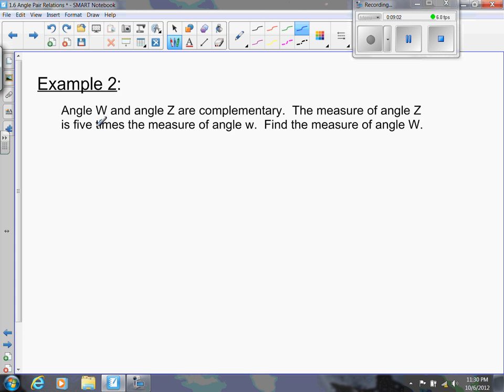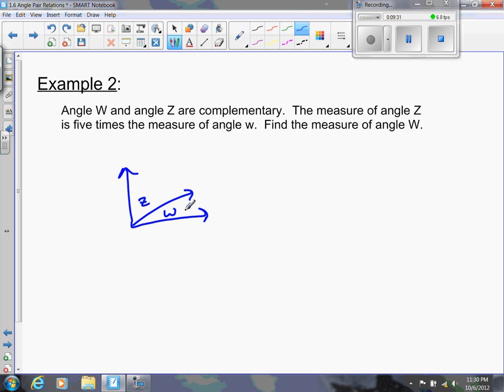This next problem, I don't see a picture, and I like pictures, so I'm going to be drawing a picture. So I have angle W and angle Z are complementary. Complementary means adds to 90. The measure of angle Z is 5 times the measure of angle W. So Z is the bigger angle. So I'm just going to put a Z here and a W here. Find the measure of angle W.